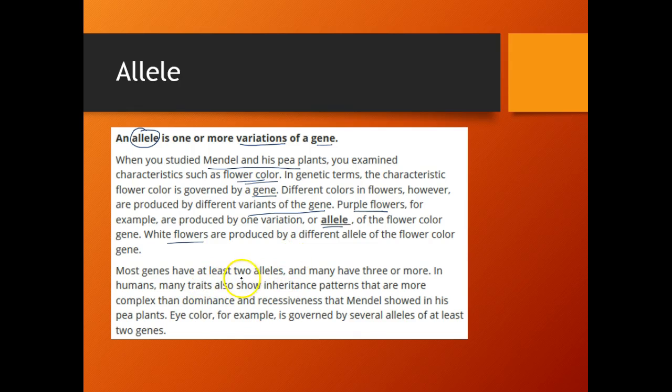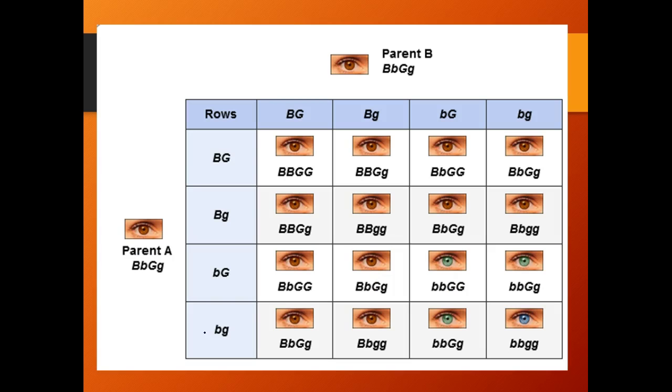Most genes have at least 2 alleles and many have 3 or more. So in humans, many traits also show inheritance patterns that are more complex than just dominant and recessive that Mendel showed in pea plants. For example, if we look at eye color, it's really controlled by many different alleles of at least 2 genes. So let's take a look at what that might look like.